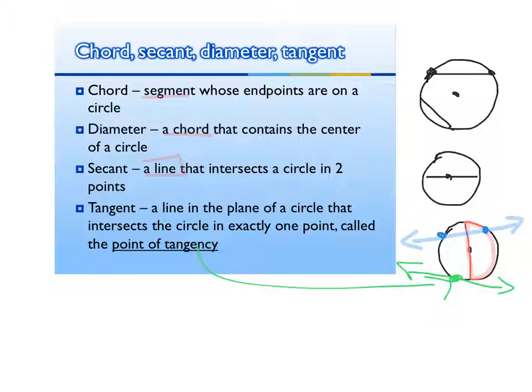And the next slide has, I think, a better picture of everything. The tangent, here's the circle. The tangent is just going to be a line that just skims the side of it, and it's only going to touch the circle at 1 point. So it's skimming the side of it. It's not going to intersect it at 2 points like the secant does.